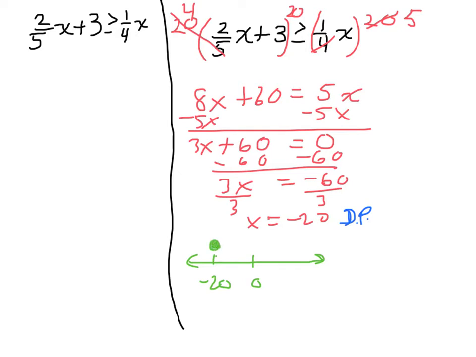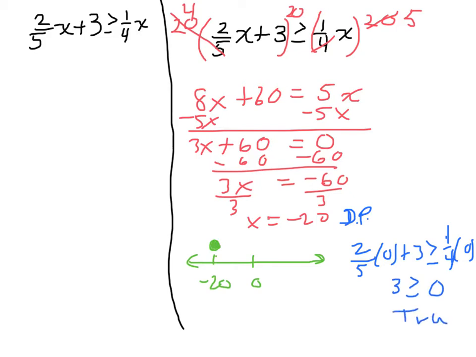And now I need to test a point, so I'm going to test 0. So here's a good example of when it's nice to use 0. So 2/5 times 0 plus 3 is greater than or equal to 1/4 times 0. So this, of course, is 0, so I get 3 is greater than or equal to 0, which is true. 3 is greater than 0. That means this side is true, which means my arrow goes in that direction.